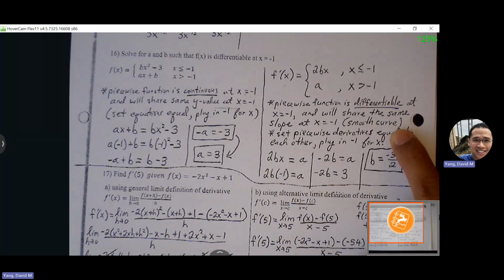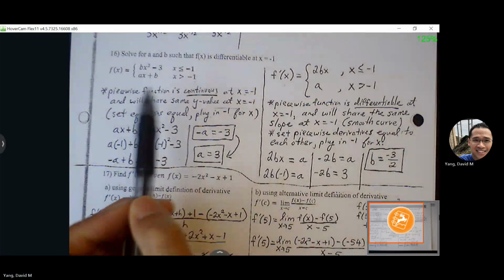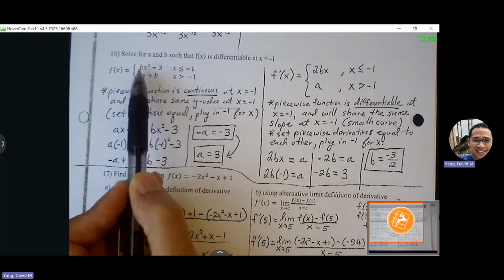We still don't know what b is. So the fact that they're differentiable means that we must be able to share the same slope as well as the same ordered pair at that point. And we know slope comes from derivative. So we have to build the derivative holding on to these constants.